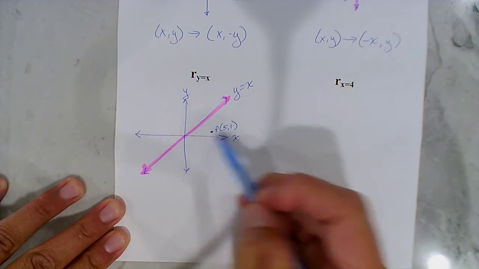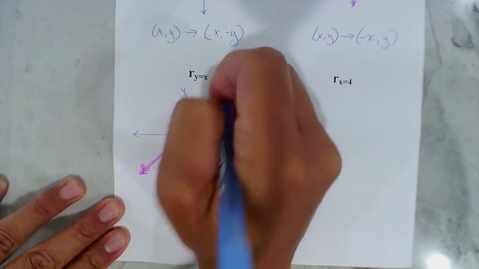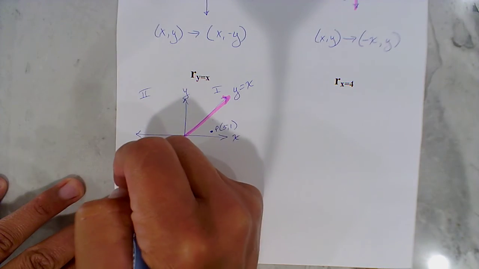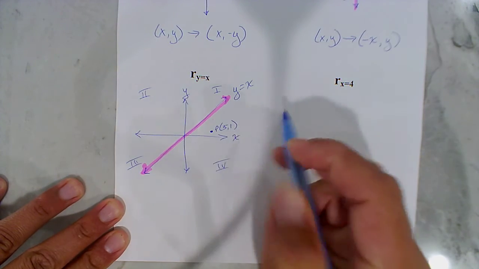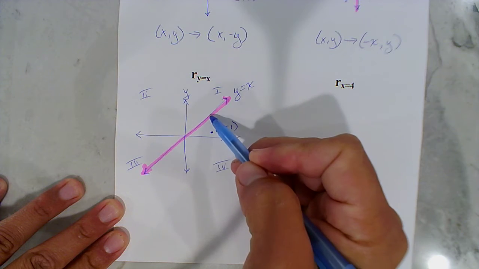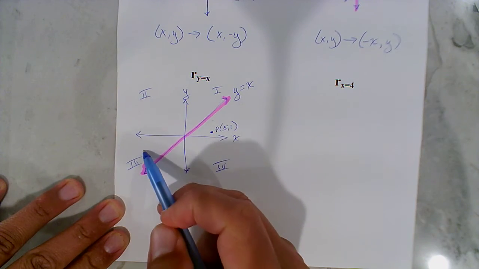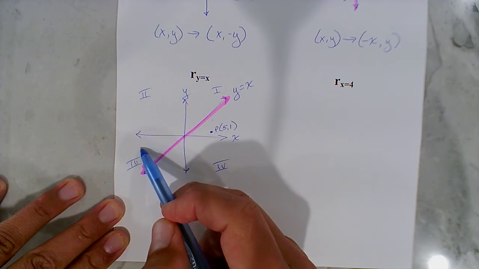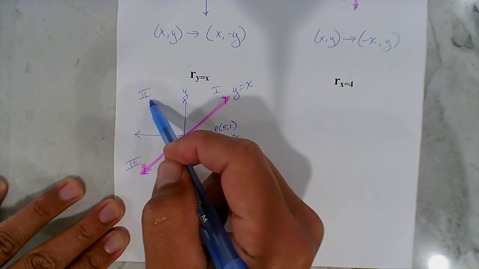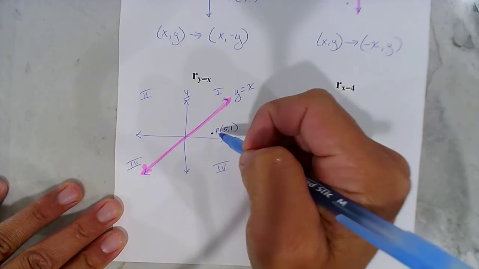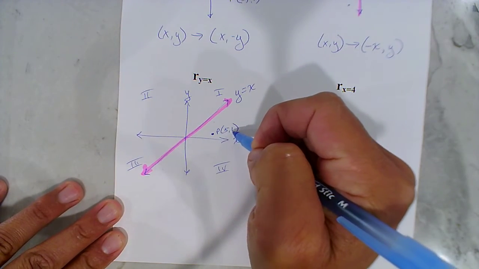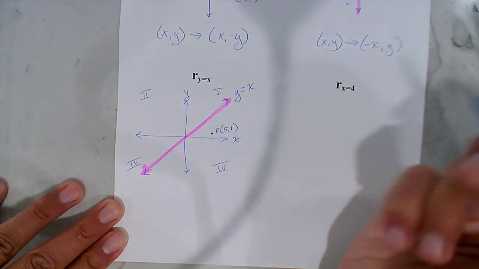This is your first quadrant right here. Remember your quadrants? 1, 2, 3, 4. If you're in the first quadrant and you flip over this line, you're going to stay in the first quadrant. If you're in the third quadrant and you flip over the line y = x, you're going to stay in the third quadrant. 4 would go to 2, 2 would go to 4. So if I'm in the first quadrant here with my positive 5, positive 1, which of course I am, I'm going to stay in it.